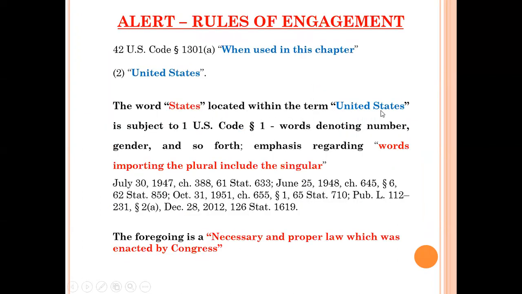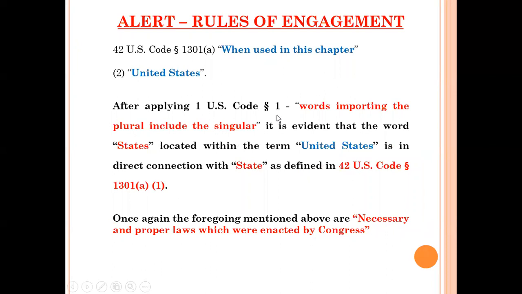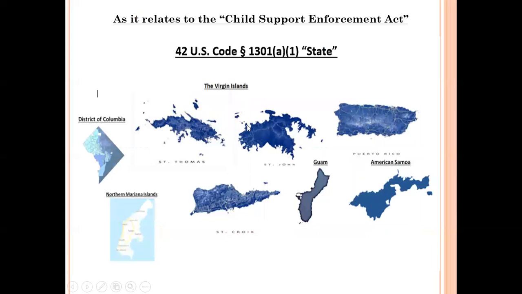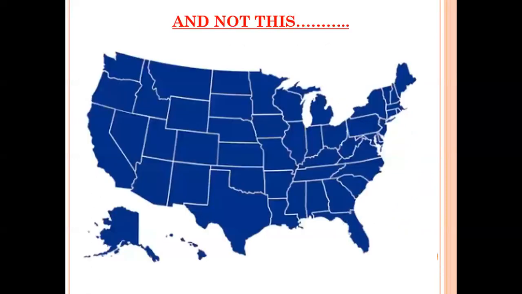The word states located within the term United States is subject to 1 U.S. Code 1, words denoting number, gender, and so forth. Emphasis regarding words importing the plural include the singular. After applying 1 U.S. Code 1, it is evident that the word states located within the term United States is in direct connection with state as defined in 42 U.S. Code 1301(a)(1). So this is the meaning of the term defined, and the term they're talking about is state. These are the states which are subject to 42 U.S. Code 1301(a)(1) state, and not this.